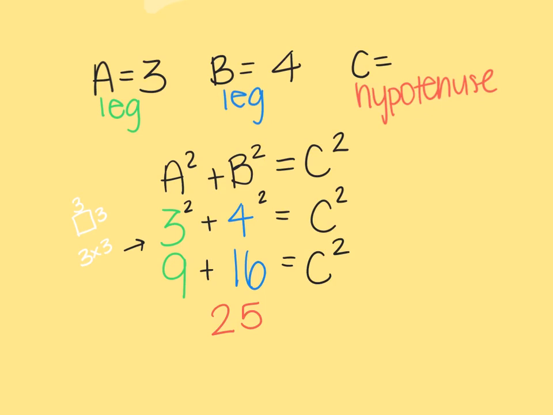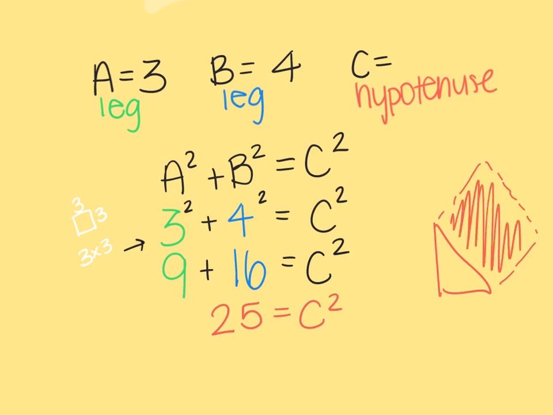All right, 25 equals c squared. That's telling you that 25 is the area of the hypotenuse. That's this space right here. We can't use that as our answer because we're not looking for the area. They want us to figure out what that side length is.